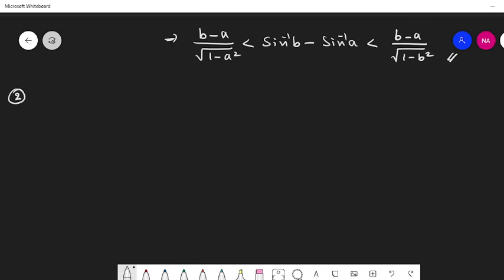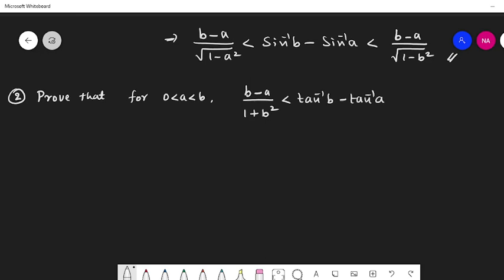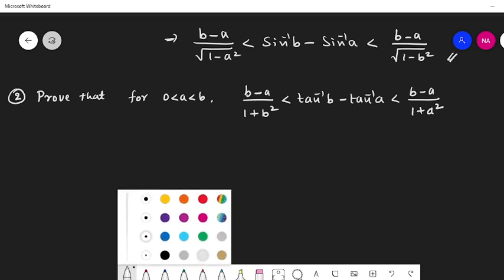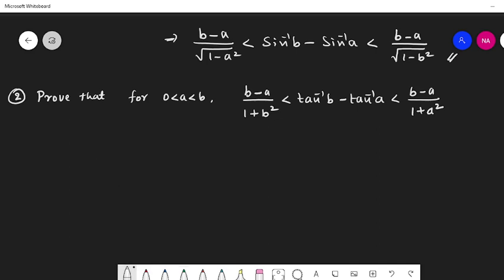Second one. Prove that for 0 less than a less than b, b minus a divided by 1 plus b square is less than tan inverse b minus tan inverse a, which is less than b minus a by 1 plus a square. I think now you are familiar with how to solve this one.